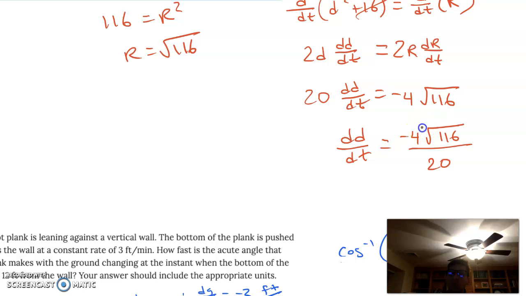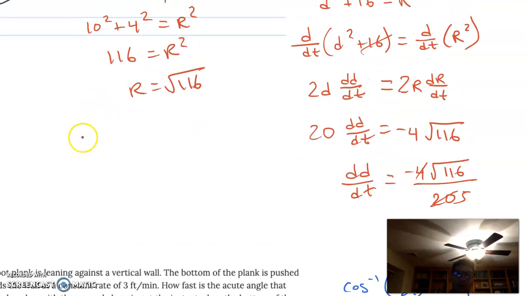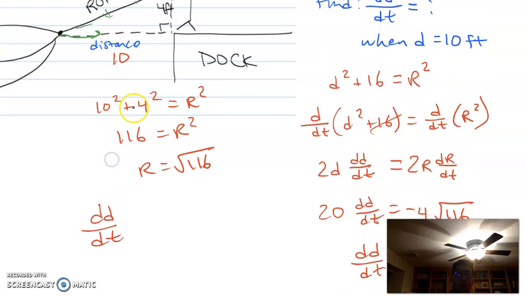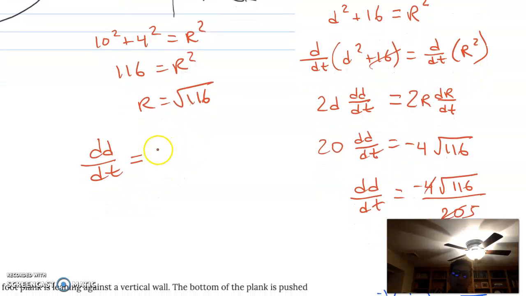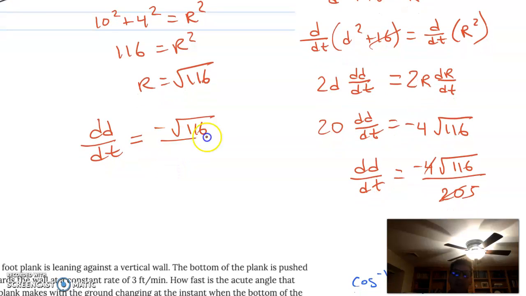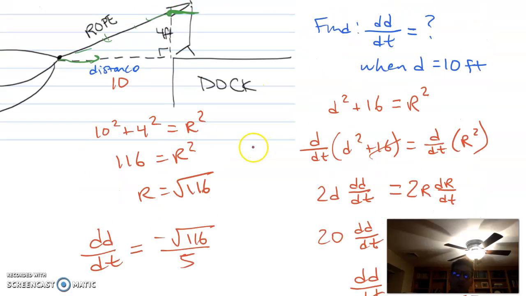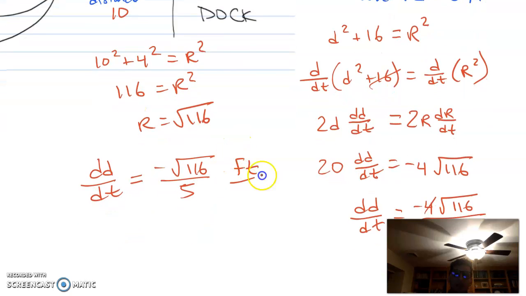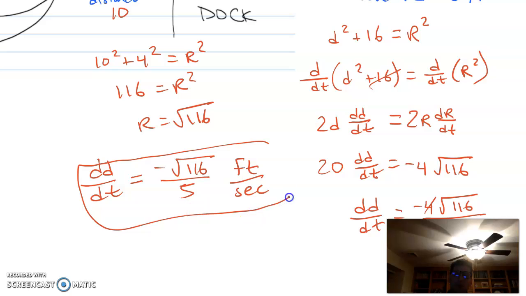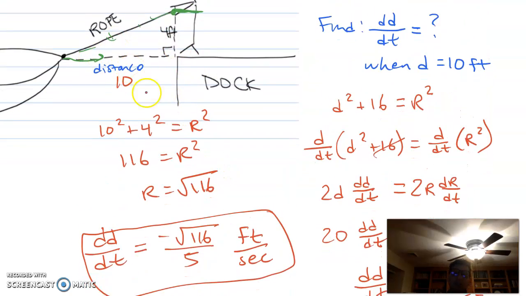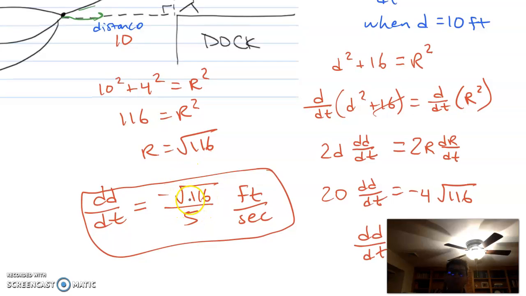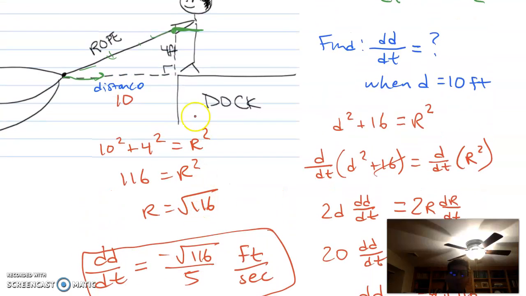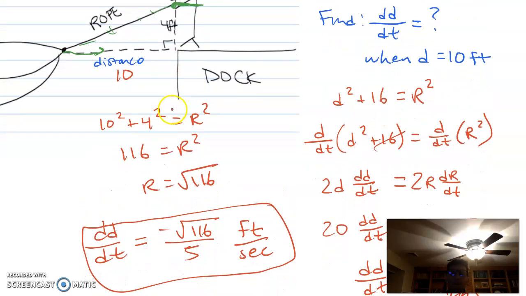Cancel that. 4 goes into 20 5 times, so I think dd dt, or the rope, or the distance, I should say, the distance between the boat and the dock is getting smaller at a rate of negative root 116 over 5. And I believe it was in feet per second. The square root of 116 would be between 10 and 11, so it'd be a little bit more than 2 feet per second, if I'm not mistaken.